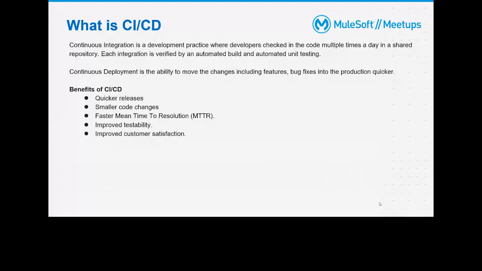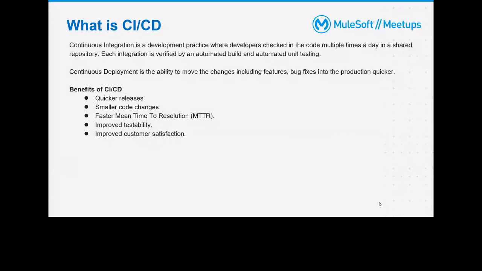Faster mean time to resolution, and it improves testability, so you can integrate your unit test cases and integration test cases with your automated pipeline, and it will definitely improve customer satisfaction. Earlier, in a monolithic kind of architecture, we were not able to achieve this kind of CI/CD. We can do CI/CD, but shorter releases are not possible. But here, with APIs, applications, and microservices, you can do smaller and quicker releases. So this is CI/CD.